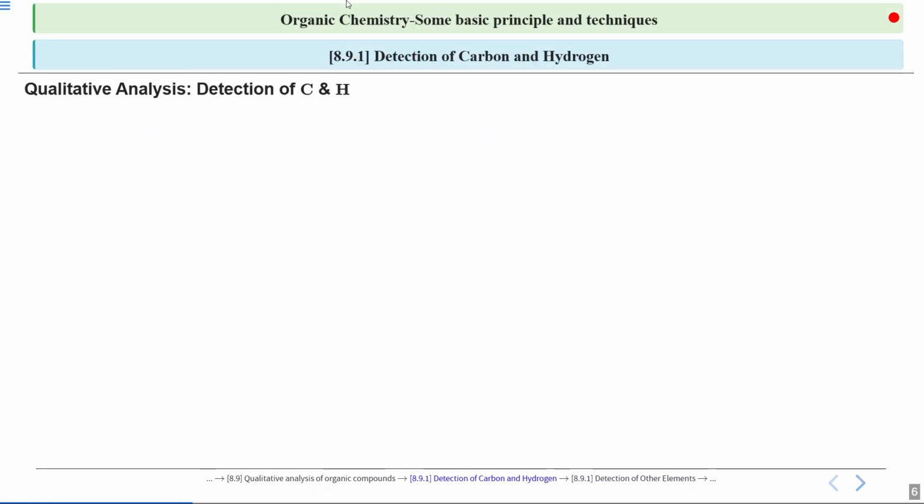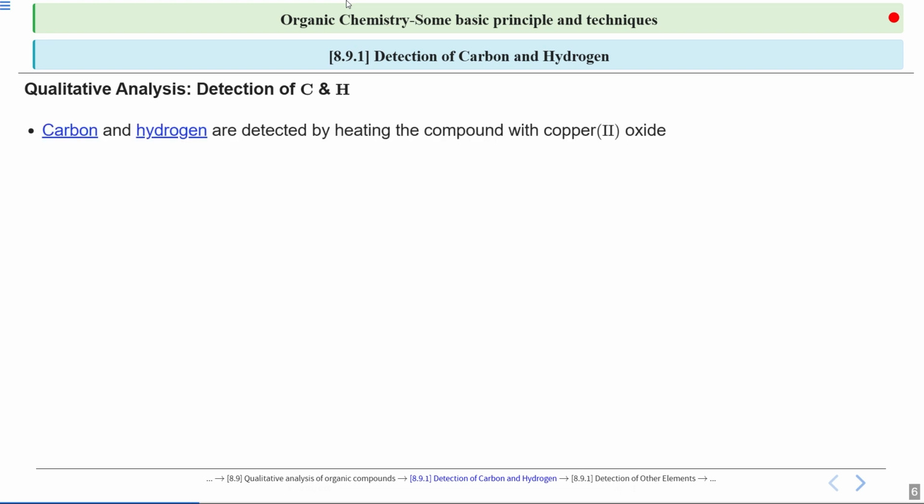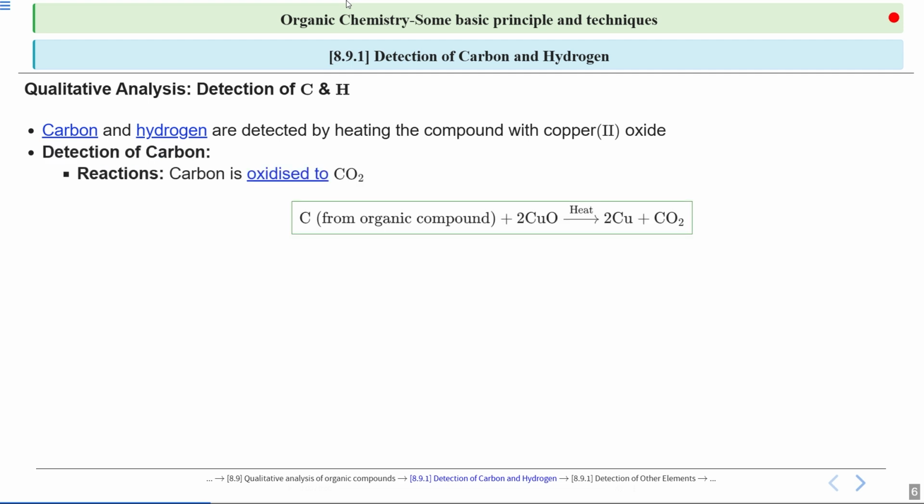So, starting with the detection of carbon and hydrogen. Carbon and hydrogen are identified by heating the given organic compound with copper(II) oxide, CuO. Here II represents the oxidation state of copper. Now, how will we do it? As I said, you have to heat the given organic compound with CuO. It will give you 2 moles of copper and 1 mole of carbon dioxide.